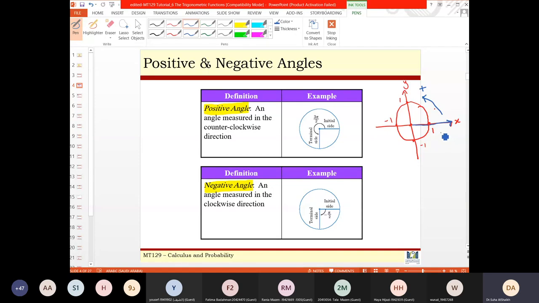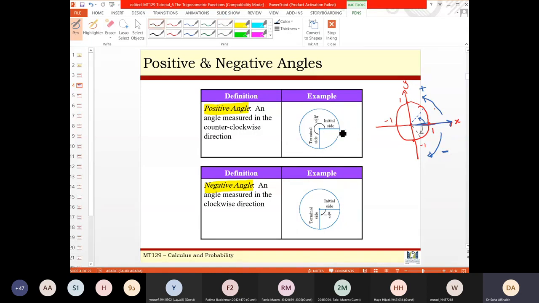And if I'm measuring in the clockwise direction, the movement is negative. For example, I have this angle here. If I'm measuring from here to here, I'm moving in the positive direction. If this is my angle here, it means I'm moving down, so I'm saying it is negative. You can have a look at this example here.